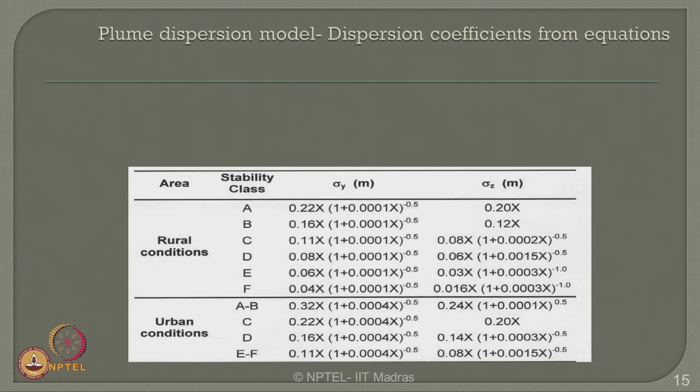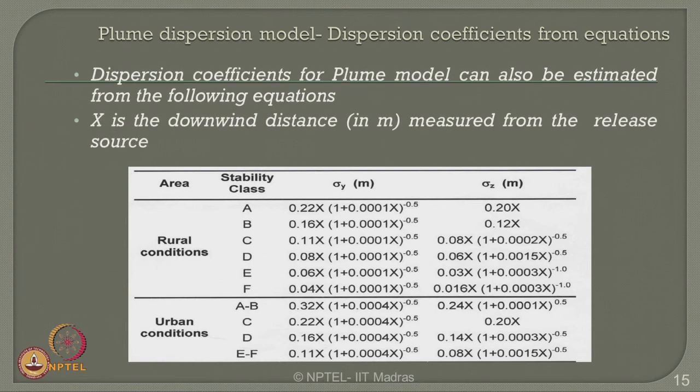Alternatively, friends, one can also estimate these coefficients from the equations given below for rural and urban conditions respectively. For a plume release model, you can always use these equations. If you know the stability class, if you know the rural or urban condition, you can use the respective equations for estimating the dispersion coefficients sigma y and sigma z, whereas in this the only variable which you have got to know is x, where x is the downwind distance in meters measured from the point of release of the gaseous material.